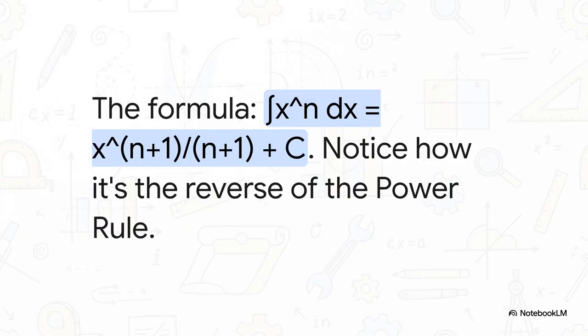So here's the basic formula, and if you look closely, you'll see it's literally the power rule but backwards. Instead of subtracting 1 from the exponent, you add 1. Instead of multiplying by the exponent, you divide by the new one. Oh, and see that little plus c at the end? That's the constant of integration. Don't forget him. He's a really crucial little detail.